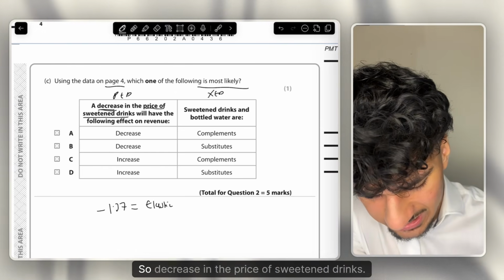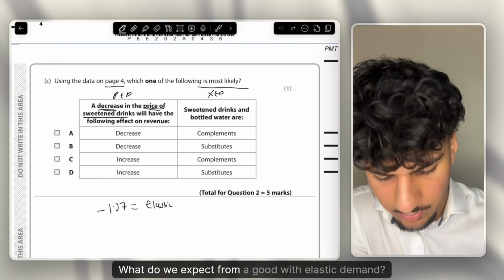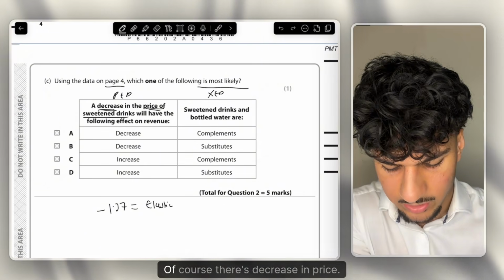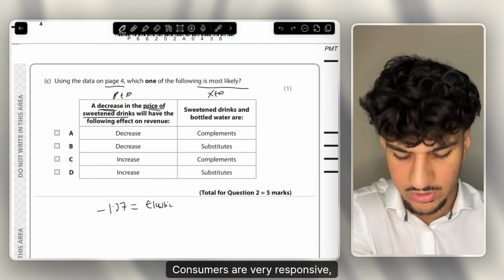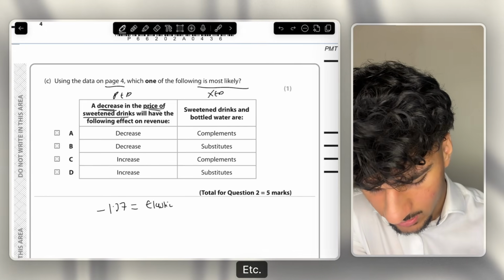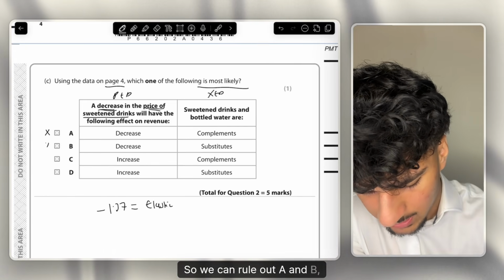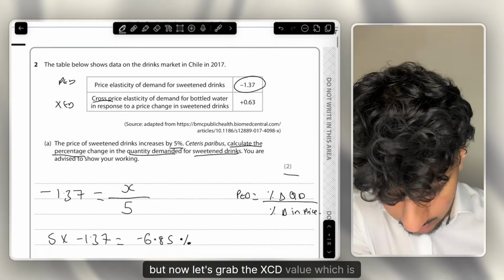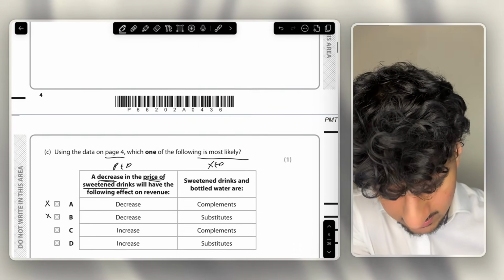So now let's put in the scenario. So a decrease in the price of sweetened drinks. What do we expect from a good with elastic demand? Of course, if it's a decrease in price, consumers are very responsive, so there's going to be an increase in revenue since there's going to be more sales, etc, etc. So we can rule out A and B, but now let's grab the XED value, which is plus 0.63.